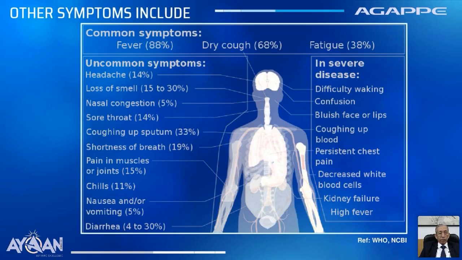Usually the symptoms of the coronavirus are in the upper and lower respiratory tract. But in certain persons, about 5 to 30%, there will also be some gastrointestinal tract symptoms. Of course, on the right-hand side severe disease is given: there will be CNS involvement, difficulty in the lungs, pneumonia-like symptoms, decreased white blood cells, kidney failure, and high fever. All these things will be there.